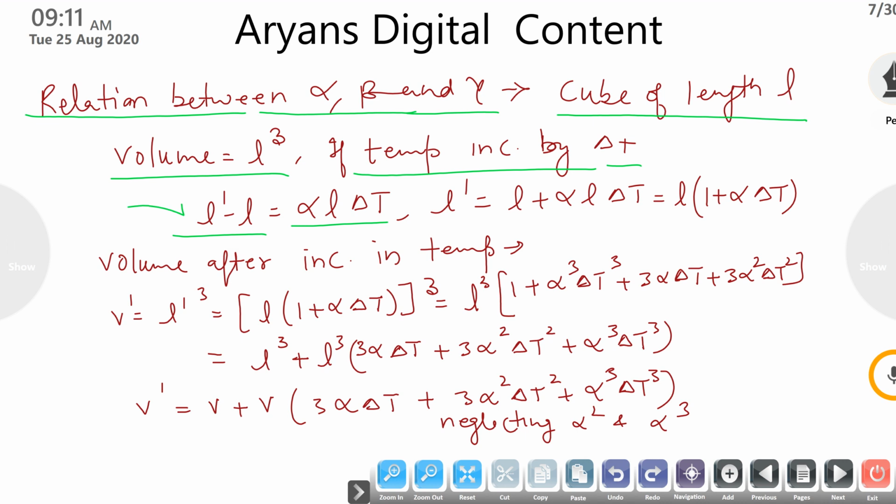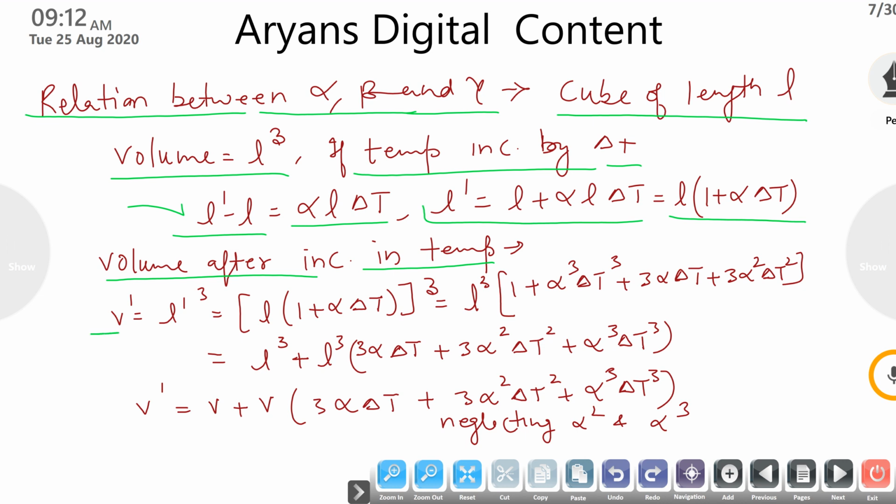This we have derived earlier. Next, we can simply find L dash, meaning final length. Now, we can take common L from here. So, after the increase in temperature, the volume will also increase.